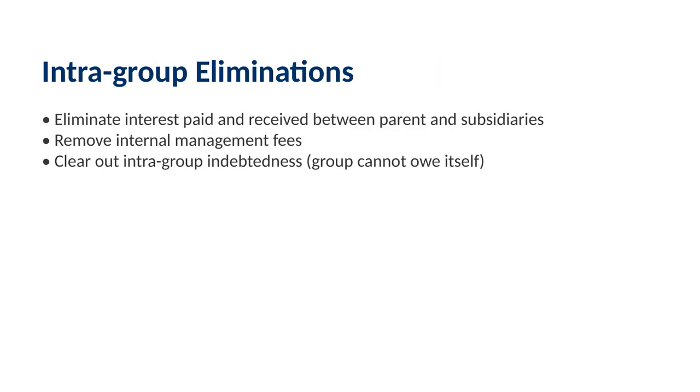First, we look at intergroup transactions and balances. Think of this as cleaning up the books. We must eliminate interest paid and received between the parent and its subsidiaries, as well as any management fees. We also clear out any intergroup indebtedness, as the group cannot owe money to itself.